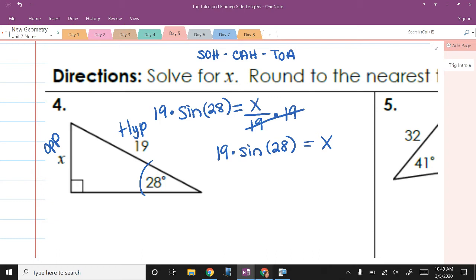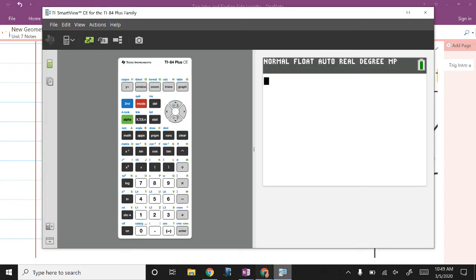So in our calculator, you're going to write, let's see if I can shrink this calculator. No, just made it disappear completely. You're going to hit 19. And you can hit the times sign if you want to. You don't have to. It'll work without it. The sine button, y'all see the sine button? It's 2 buttons up from the 7 key. So you're going to hit sine. And in parentheses, you're going to write 28. And then you're going to close parentheses. And you're going to hit enter. And if you're in degree mode, you should get about 8.9.